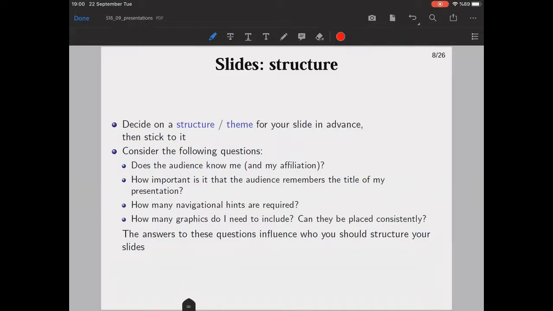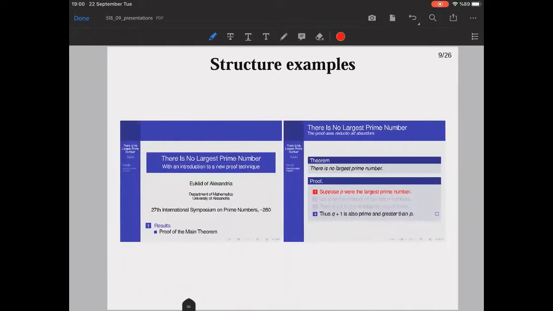How important is it that the audience remembers the title of my presentation? So put it somewhere. How many navigational hints are required so that they can know where they are? How many graphics do I need to include? Can they be placed consistently, spread all over the presentation? The answers to these questions influence how you should structure your slides. How you structure your slides depends on your audience as well, who are listening to you.